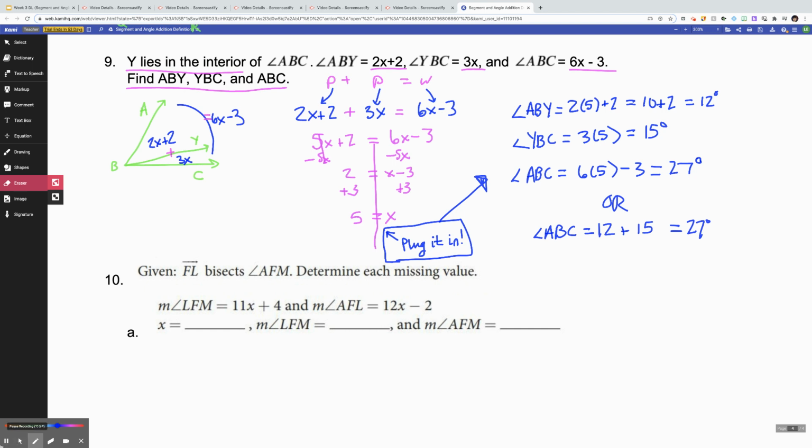But I'd love for you to try this one on your own. So you have here this magic word bisect, right? So make sure that you know how to do things with bisectors, right? We have that special property that the parts are equal. Okay, so you will need that.